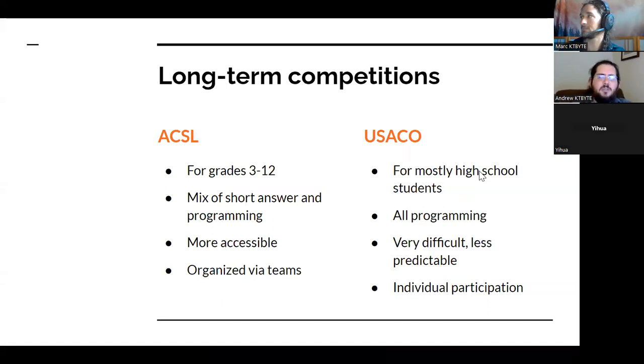It has an elementary level division and continues all the way up through more advanced work. Much like a lot of these competitions, it is organized by registering for a team. We're going to see that a few more times with the others.